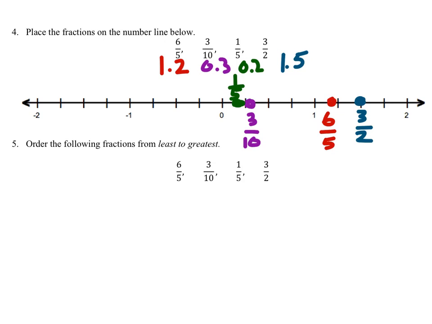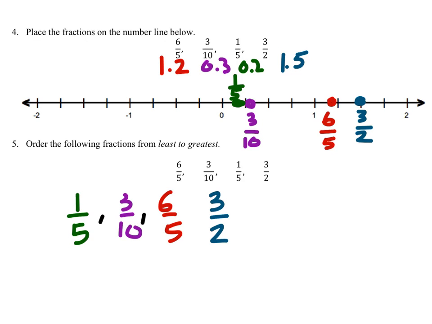Now to list these in order, starting with the one farthest to the left, that is 1/5. Next up is the 3/10. Next up is the 6/5. And then the farthest to the right is the 3/2. We'll just put commas between those. And now they're listed from least to greatest.